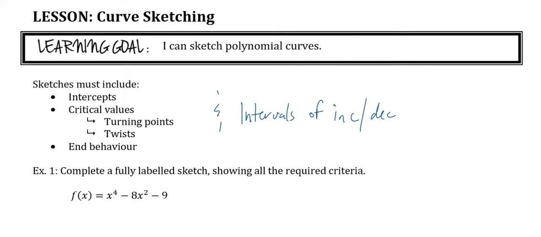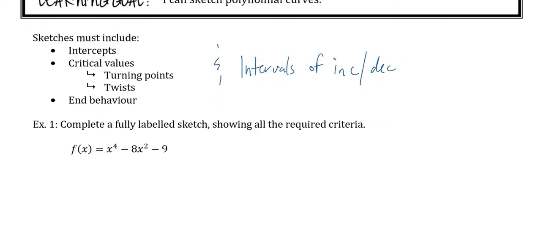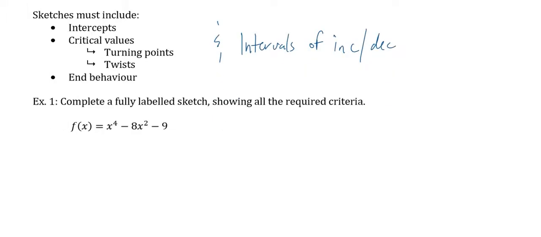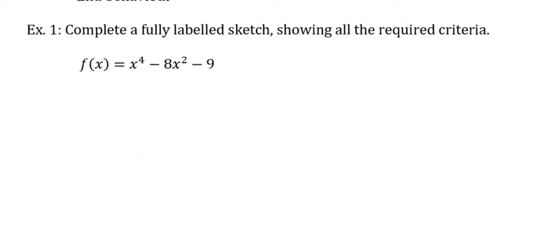What are we adding today? We are adding critical values and intervals of increase and decrease. So critical values means turning points and twists. Not only will we be able to find them, but we'll be able to locate exactly where they are and label them as a point, just like we used to label the vertex of a parabola back in grade 10. So that's what we're adding today. Sound good? Let's get started.